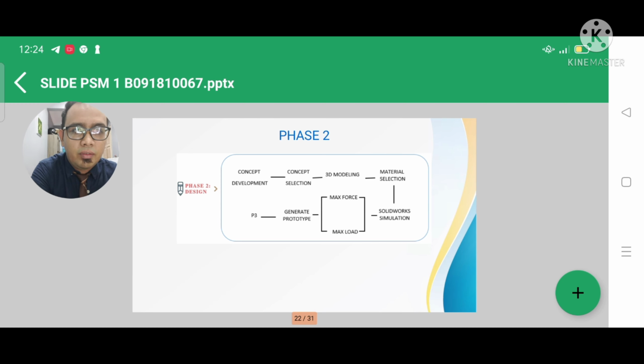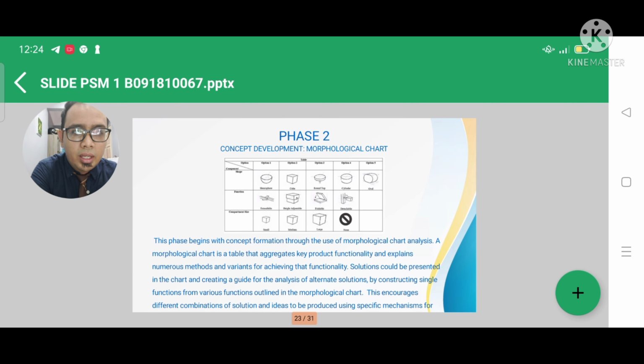This is the flowchart of phase 2. Concept development, morphological chart. This phase begins with concept formation through the use of a morphological chart. A morphological chart is a table that aggregates the key product functionalities and explains numerous methods and variants for achieving the functionalities.